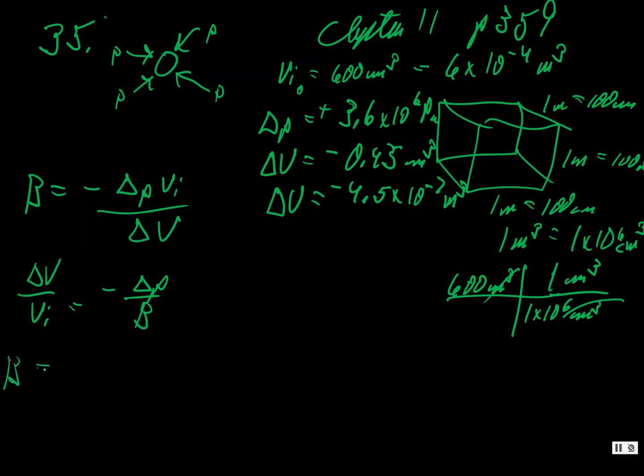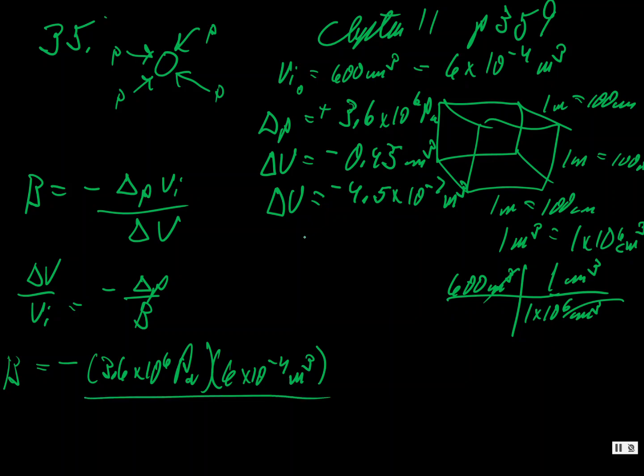So bulk modulus is equal to, well, it's the negative now. What was the change in pressure? Well, it was a positive change in pressure, 3.6 times 10 to the 6th. We're just going to leave that in Pa, okay, times the initial volume. Remember, it's got to be in meters now, which is 6 times 10 to the negative 4th meters cubed, or we could say 600 micrometers cubed. We could use our prefixes, guys. You need to be learning to do that. All right, and then divided by the change in volume.